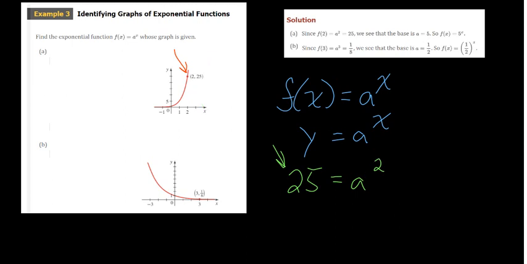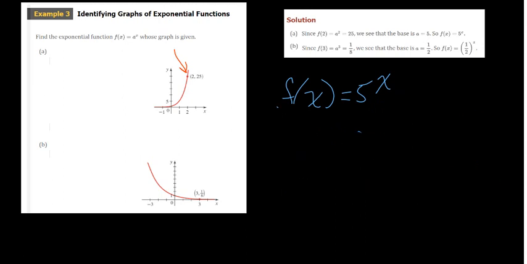Well, what squared will give me 25? That would be 5. So a would be equal to 5, and that means we can come back up here and say that this exponential function is 5 raised to the x power. Of course you see that because I snipped the solution already. You're welcome. And let's talk about B.